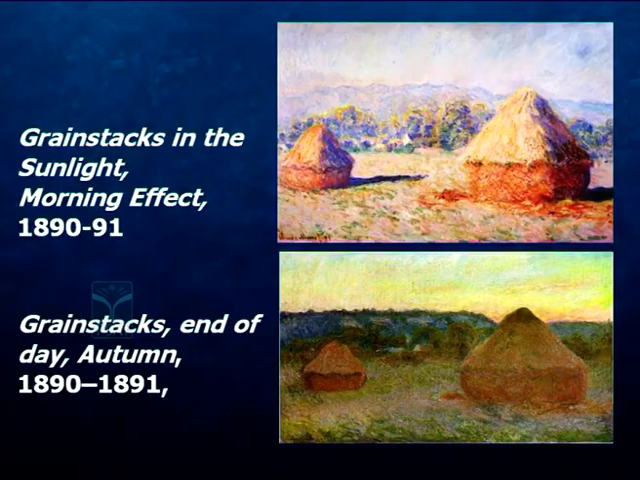Again, when you look at Monet, and the point that I was mentioning about the capturing of different times, you have two images where the same scene, grain stacks in the sunlight and grain stacks at the end of the day, autumn. So, what is Monet doing here? He is painting the same scene at two different times, studying the effect of light, to capture that effect of light.